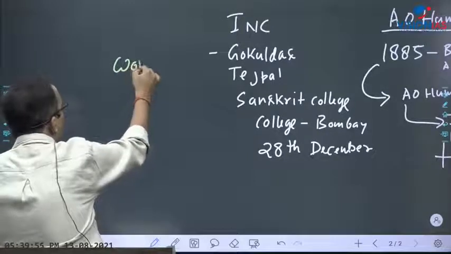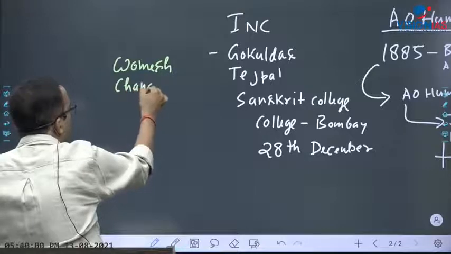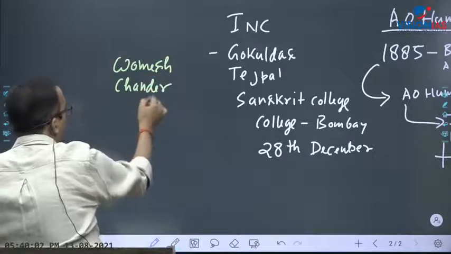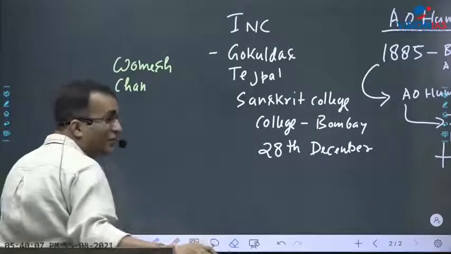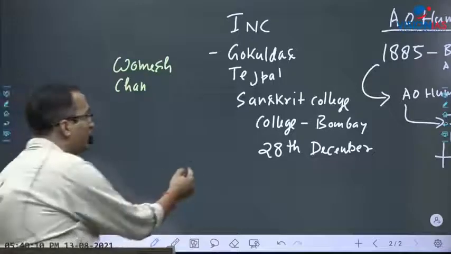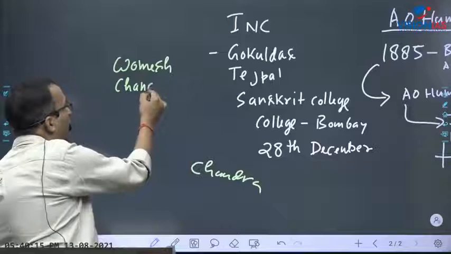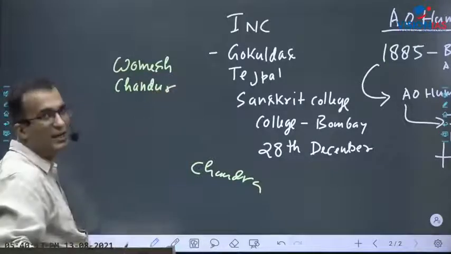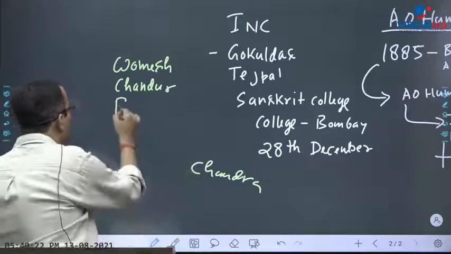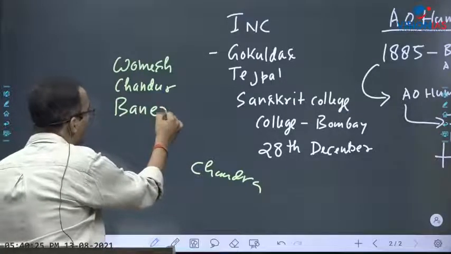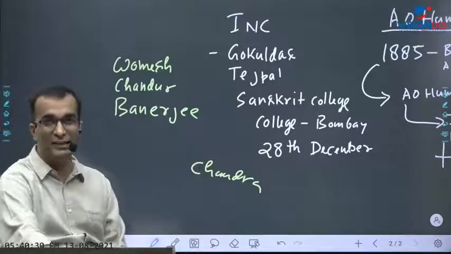Vomesh Chandra Banerjee. Chandra is actually a Bengali term, so when you write Chandra in the Hindi belt, you write it this way, but in Bengali you will write it this way. So Vomesh Chandra Banerjee was elected as the president.